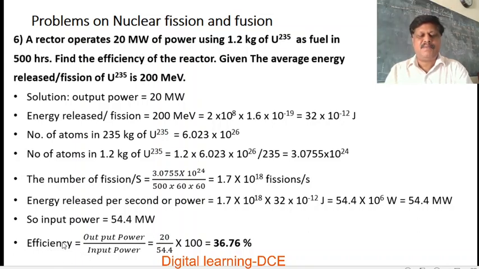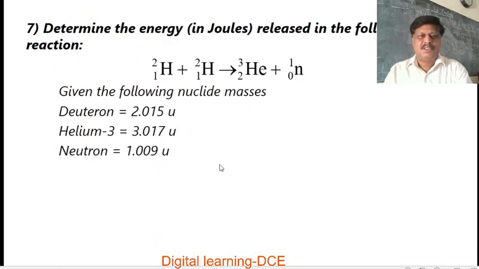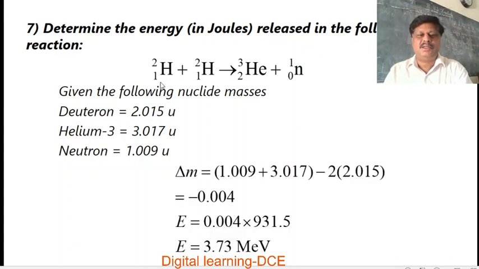Therefore, efficiency can be calculated as the ratio of output power to the input power. So, output power is 20 megawatt and the input power is 54.4 megawatt. So, it gives rise to 0.3676, multiplying with 100 gives the efficiency in percentage, that is equal to 36.76%. That means the efficiency of the nuclear reactor is only 36.76%.